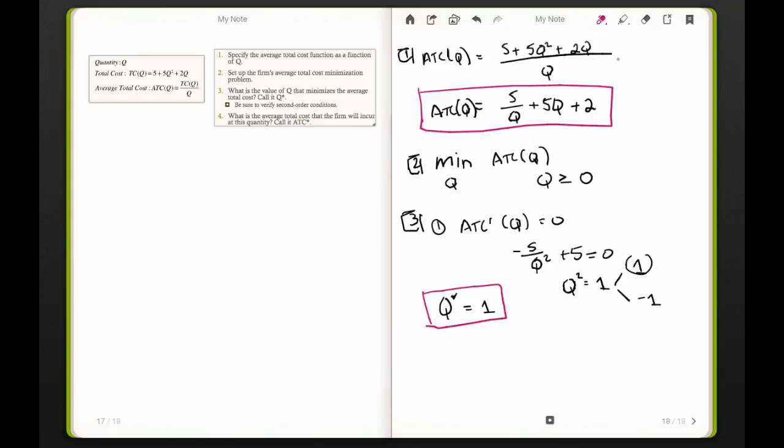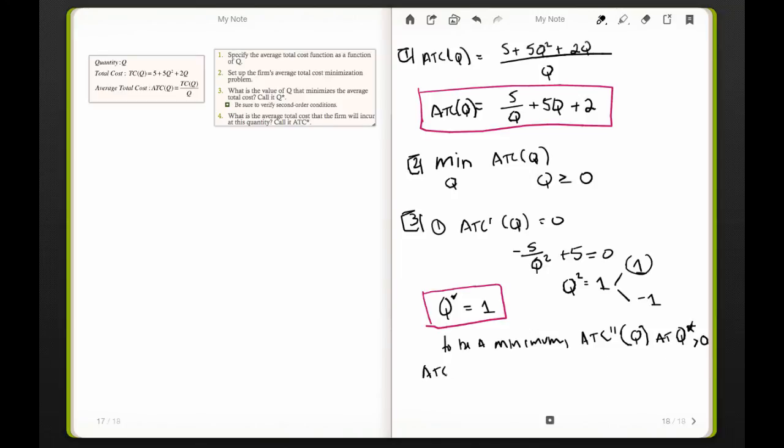Now the firm's trying to minimize average total cost, so let's make sure that this is indeed a minimum. Remember, using the second derivative test, to be a minimum, ATC double prime, the second derivative of this function, at Q star must be greater than 0. This is the second derivative test.